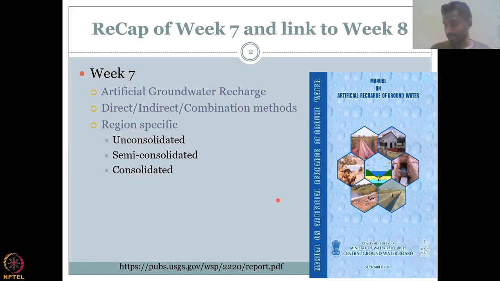For example, it is different in the unconsolidated region, semi-consolidated region, and consolidated, and based on what and how they use the water. If there's much use for groundwater, then you have to engage in artificial groundwater recharge. Otherwise, the natural recharge should slowly cater to the groundwater recharge, and there is no need for artificial networks.